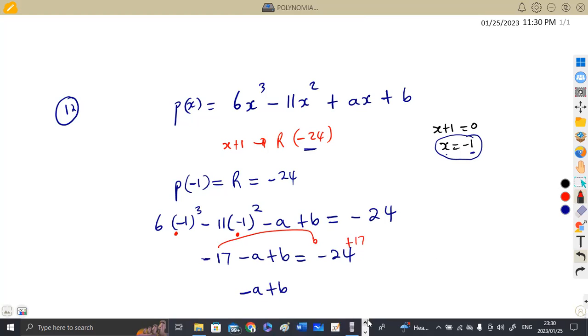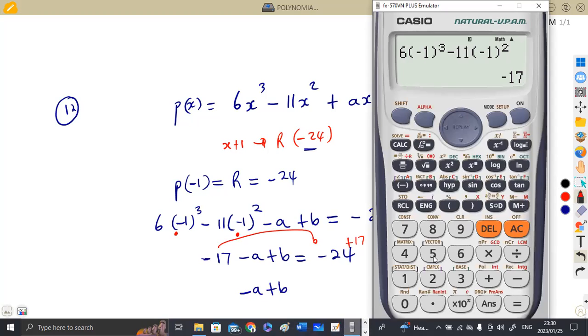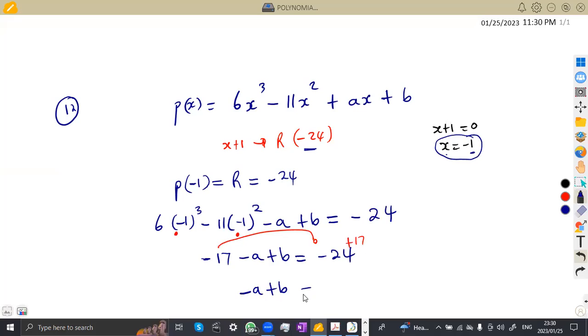Okay, well, it was a negative. So if we transpose, it's going to be a positive. So that's negative 24 plus 17. If we add 17, we are going to obtain negative 7. So this is equivalent to negative 7. Okay, so that's an equation that you have obtained. Just leave it like this. We just say this is our equation 1. So that was the first statement of having this as a remainder.